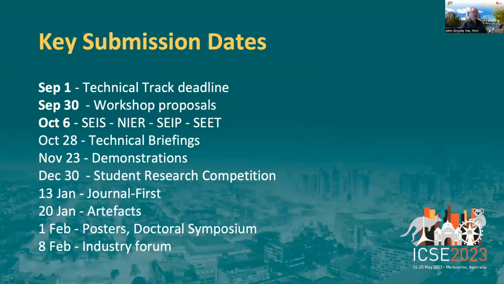Technical track papers are due the 1st of September next year, and workshop proposals at the end of the month. In October, we've got Software Engineering in Society, New Ideas, Software Engineering in Practice, Software Engineering Education, and Technical Briefings due. Demonstrations are due late November, and the student research competition at the end of the year. In January, we've got Journal First and Artifacts due. And then in February, Posters, the Doctoral Symposium, and the Industry Forum.